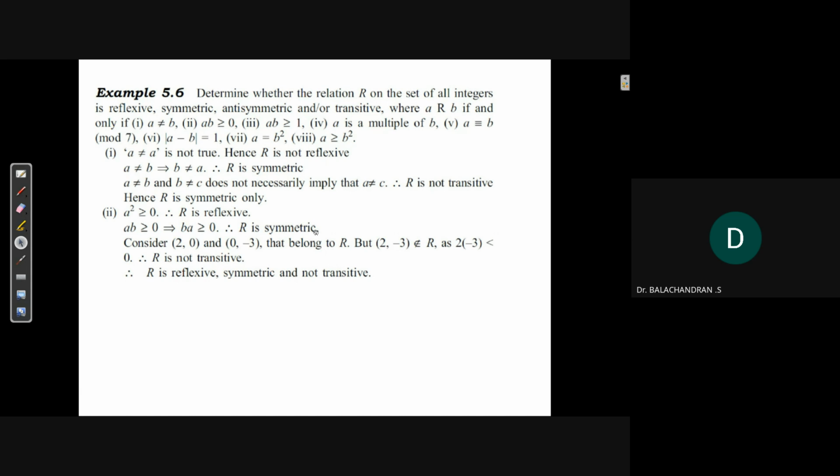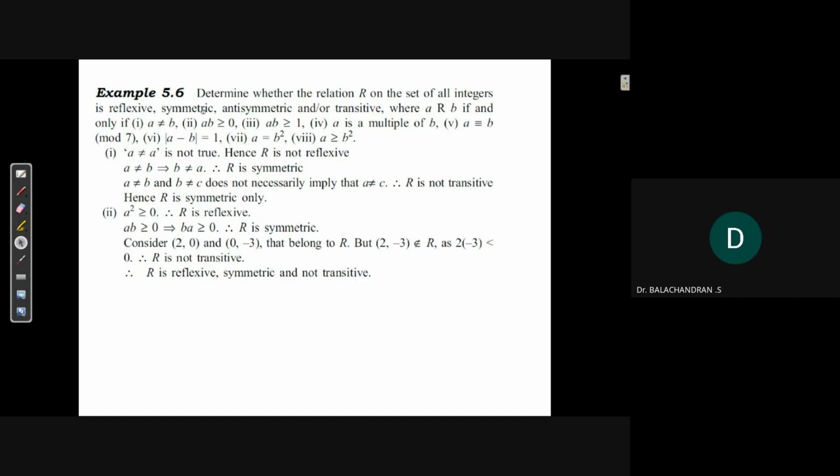Third one, it is not transitive. Why is it not transitive? This is a, this is b, the product is greater than or equal to 0. This is a, this is b, again the product is greater than or equal to 0. But actually, b is 0, c is minus 3. So if you take the product 2 times minus 3, it is strictly less than 0. So that's why it is not transitive. It is reflexive and symmetric, not transitive.